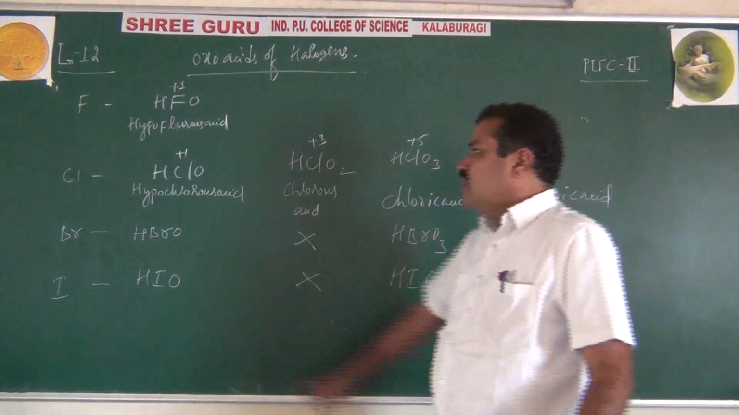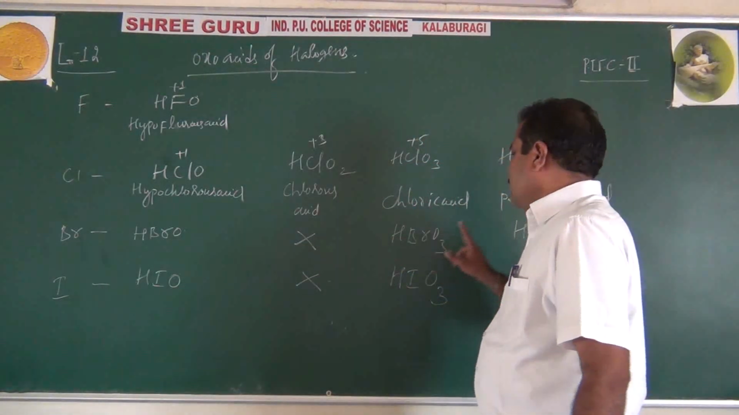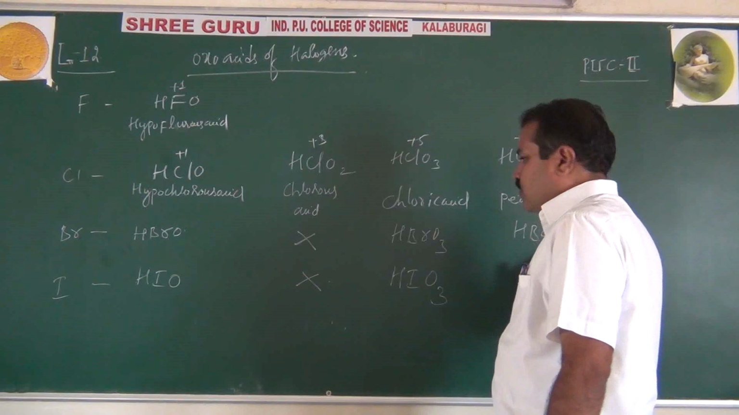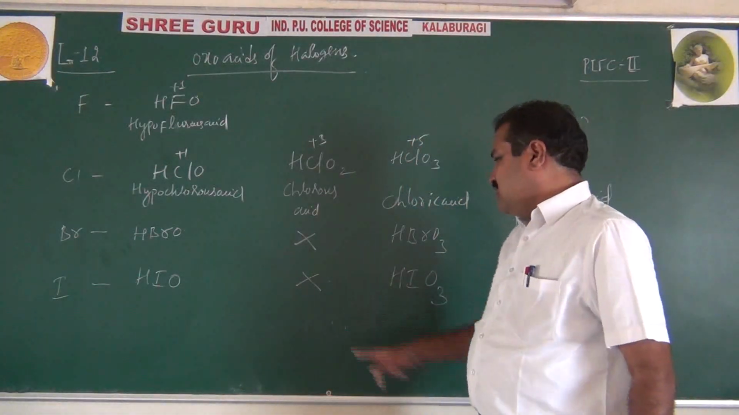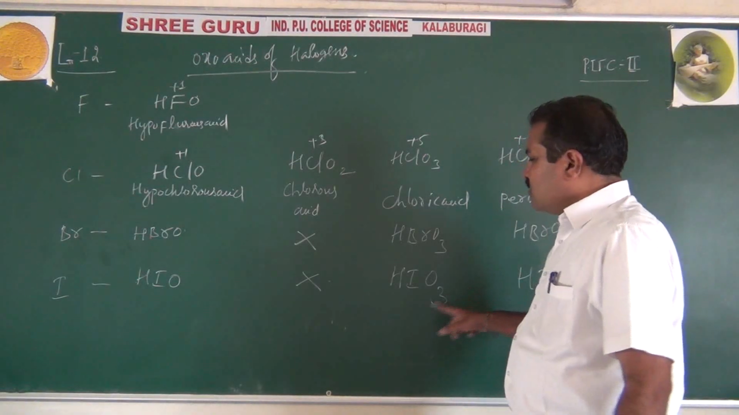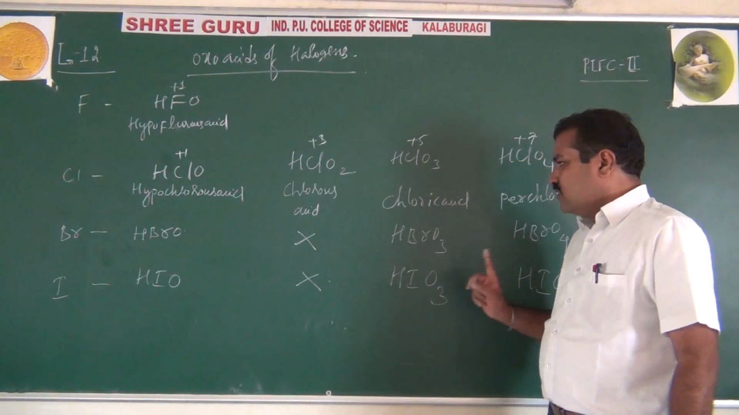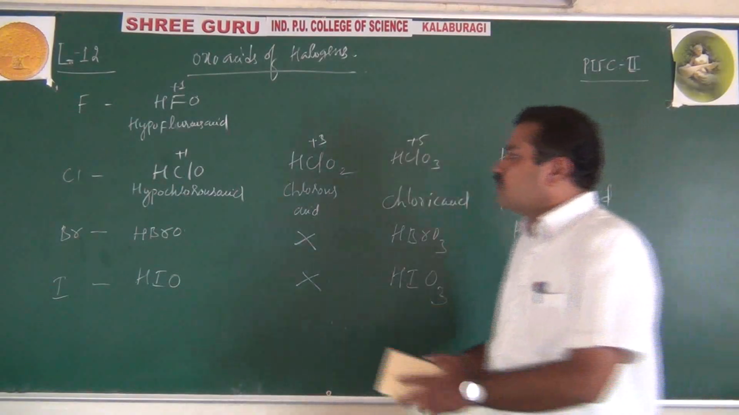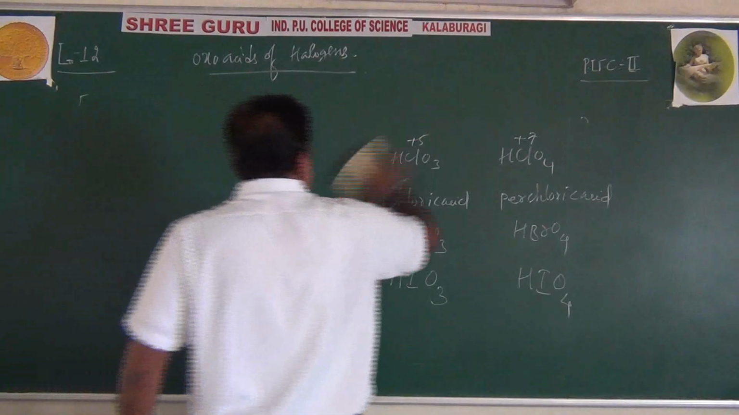So this is also called hypobromous acid. Bromous acid is not there. Bromic acid, perbromic acid. Hypoiodous acid, iodous acid is not there. Iodic acid is there. Periodic acid. Right? Okay. Now coming to structures of these oxo acids of chlorine.